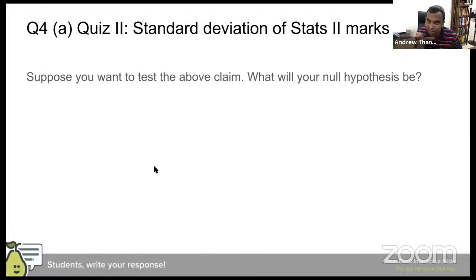See, there is a statement here which says the standard deviation of stats 2 marks is 23. So I'm going to survey a bunch of people who wrote the stats 2 quiz 2 exam. In this case, I surveyed 20 just now, but anyway, I might survey n. So I'll get n IID samples, x1, x2, ..., xn.